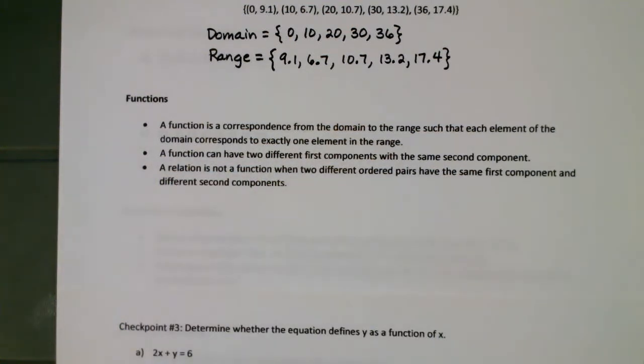Now, a function can have two different first components with the same second component. In other words, you can have two different x coordinates going to the same y coordinate, and still it would be a function. Now, a relation is not a function when two different ordered pairs have the same first component and different second components. And like I stated earlier, you can have an x coordinate paired with two or more different y values. If that's the case, then you will not have a function.